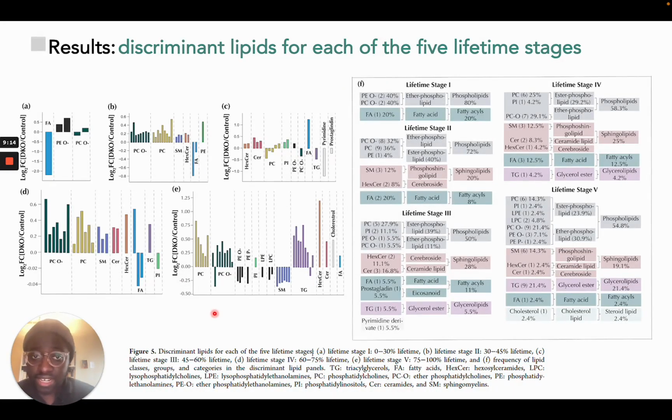Okay, so these are the discriminant lipids from the machine learning analysis that were found in each of these lifetime stages. I won't go into too much detail. We discussed this extensively in our paper. At the early stages, we see mostly phospholipids. You can see that in A. So this is lifetime stage 1, lifetime stage 2. But as we go increasingly further, we see a much mixed bag of alterations in terms of lipid classes. And these are the details of those lipids that were identified as discriminant lipids.